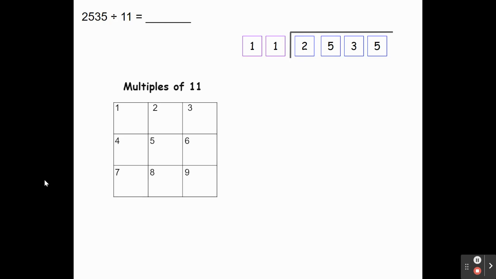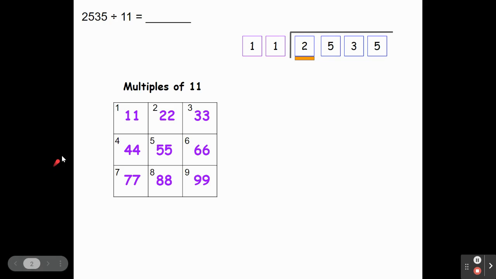Let's list those multiples of 11 since the 11 is our divisor. We have 11, 22, 33, 44, 55, 66, 77, 88, and 99. Let's look at the biggest place value, and this number is the thousands place. There are 2 thousands. So we're going to look at our multiples of 11 to see which gets us closest to 2 without going over.